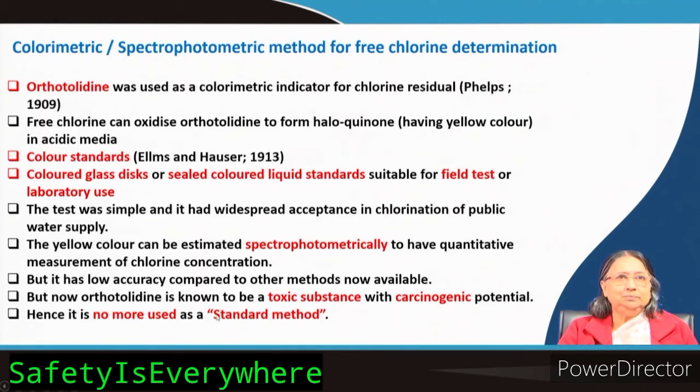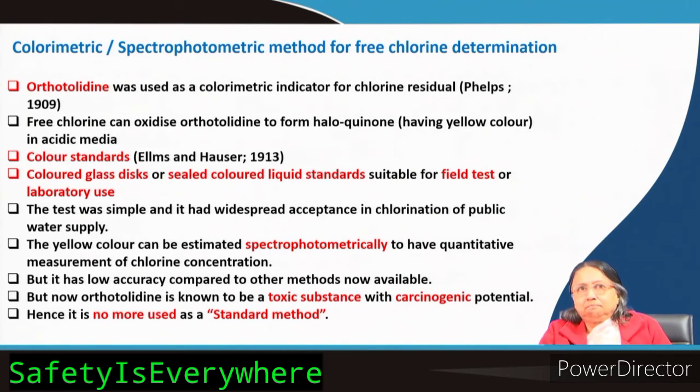But one thing is important: orthotoluidine is known to be a toxic substance. Now we know, and we are very much concerned about our health, and also about the green chemistry approach. I told you about the green chemistry approach in catalysis. Toxic substances we do not want to use, because ultimately it will go to the environment. And it has carcinogenic potential, it is a carcinogenic compound. So if it is carcinogenic, then again you have to be more cautious, right? And that is why it is not used anymore in the standard method.